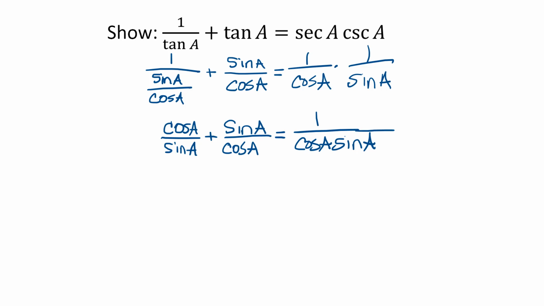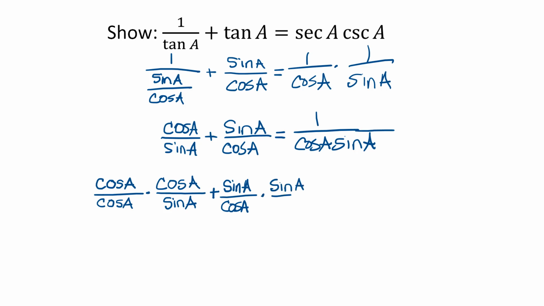All right, now I can get a common denominator on the left side by multiplying the first fraction by cosine A over cosine A. And then I can multiply the second fraction by sine A over sine A. So I'll get a common denominator. So now on the left side of this equation, the common denominator is cosine A sine A. I'll just rewrite the right side of the equation.